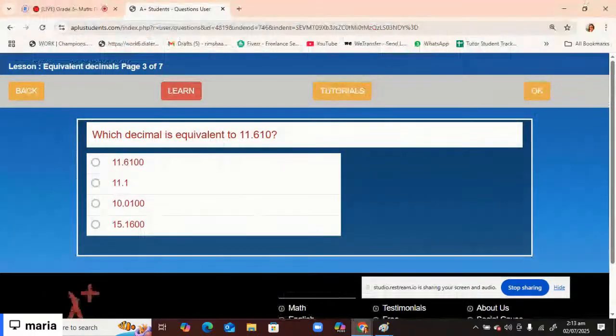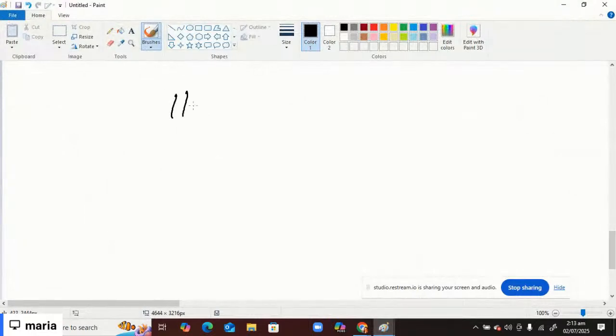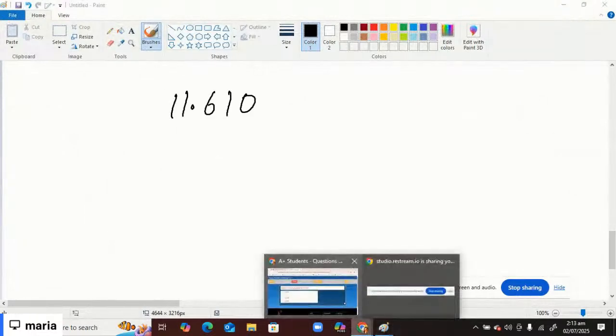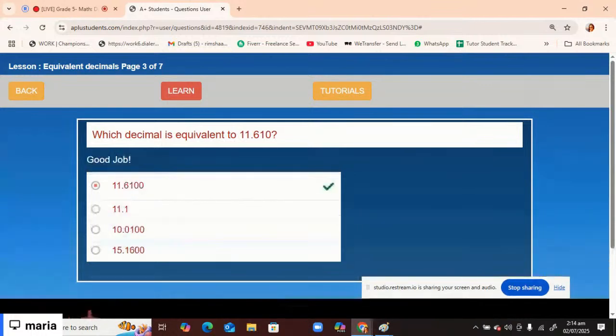Which decimal is equivalent to 11.610? Let's check the first one. In the first one, look at here, 11.6100. In the question there is only one zero, but in the answer there are two zeros. It means that 11 is the same, 6 is the same, 1 is the same, but there is only a difference of zero. We already know that if the zero is on the right side, that means nothing. So here we go with this option, and here is the right option.